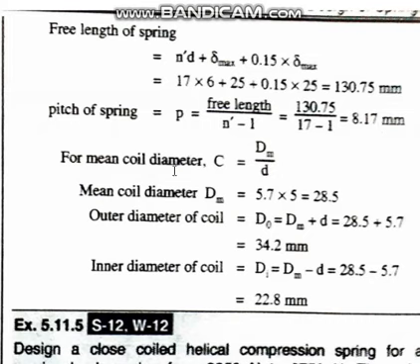And you can find out the mean coil diameter. Mean coil diameter, we know we have this formula C is equal to Dm by d. From this you can find out Dm, 28.5. We can find out the outside diameter. Outside diameter is mean diameter plus d. Inside diameter is mean diameter minus d. So these two values also you can find out.